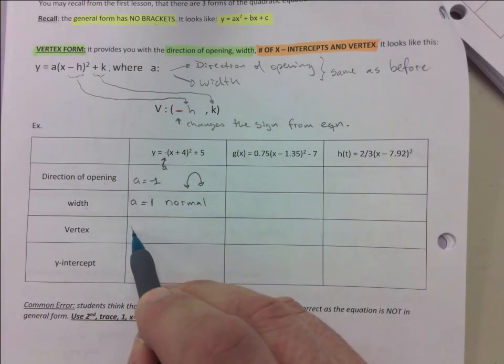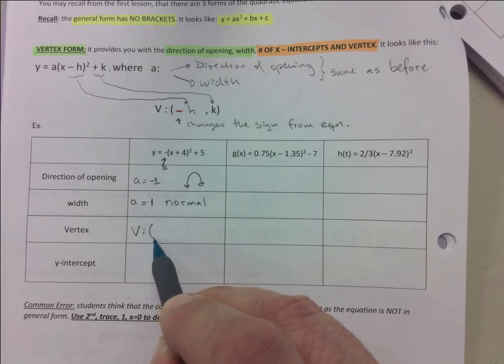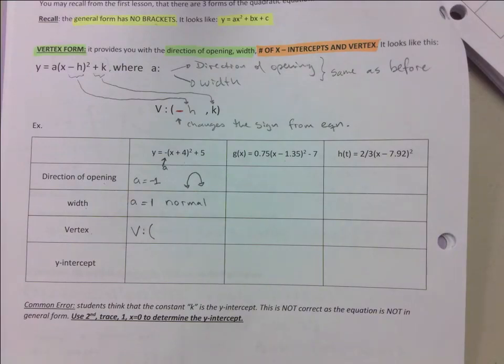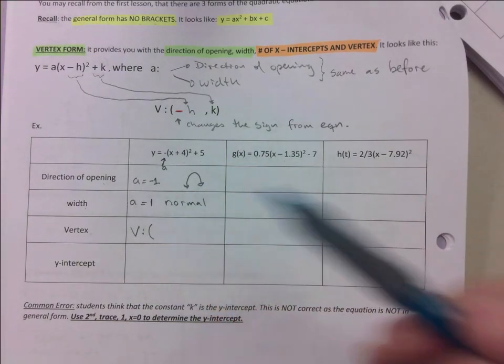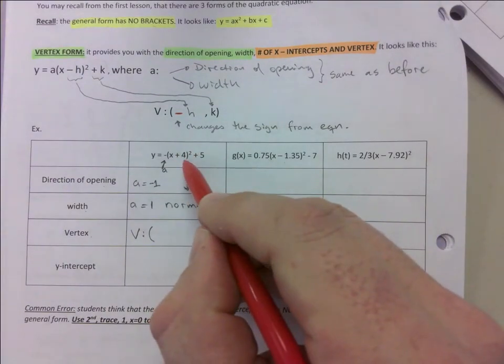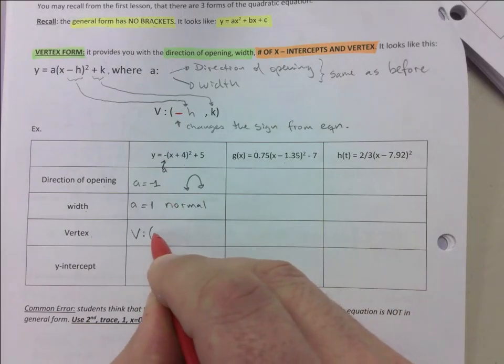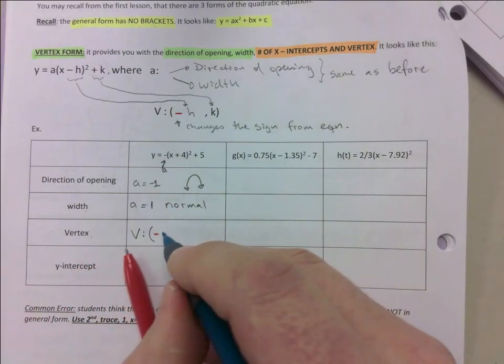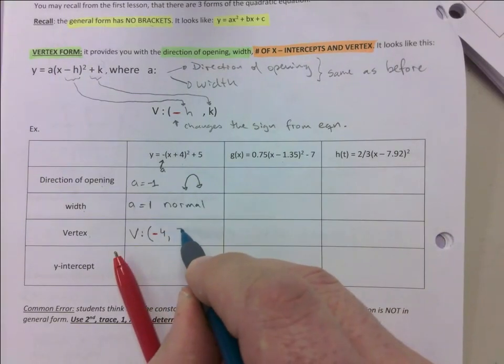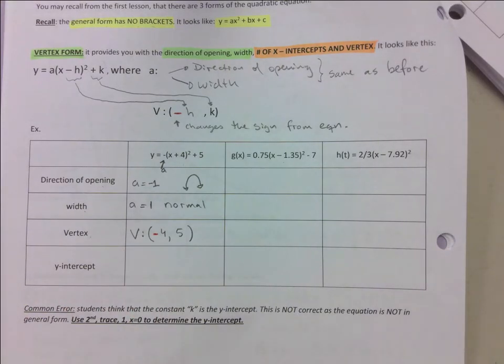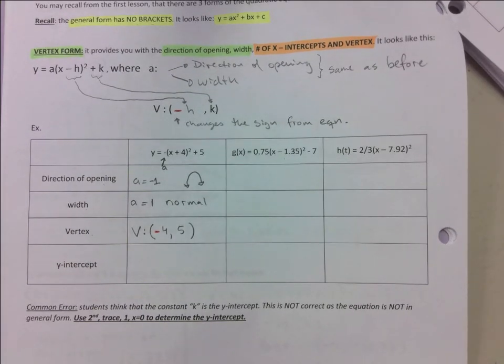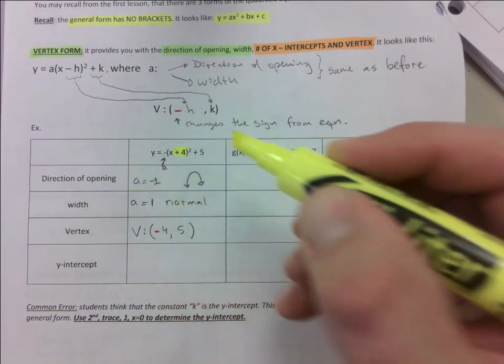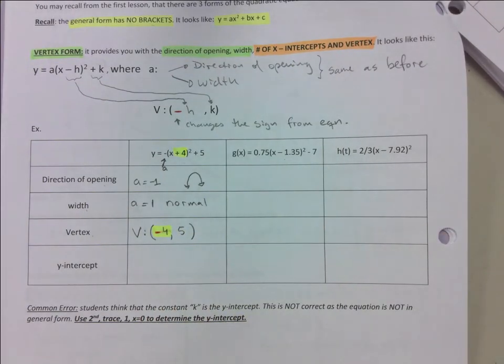The vertex, this is where it changes. Okay, vertex. What will go in here? It's positive 4 here, so this will be negative 4, 5. Okay, negative 4, 5. If you want to just highlight that positive 4 in here and then say it turned negative, it kind of stands out, right?